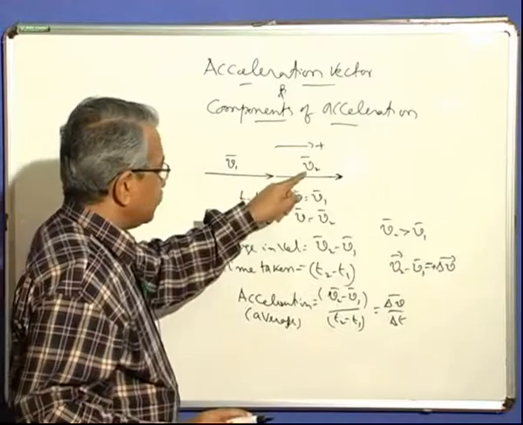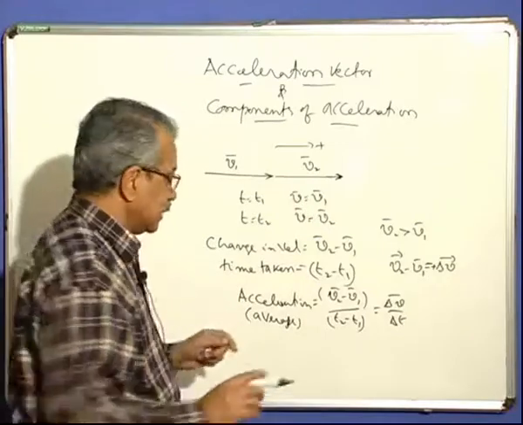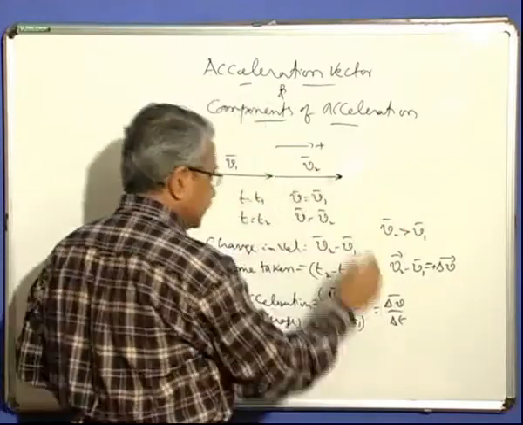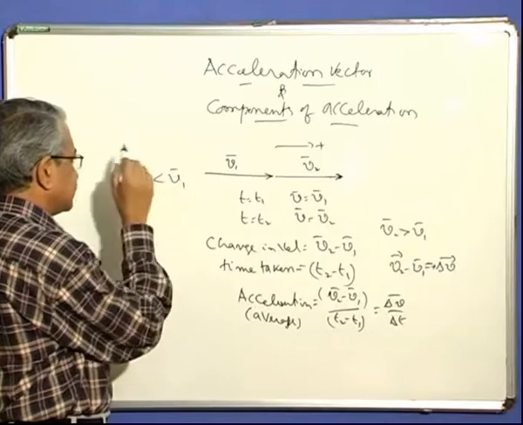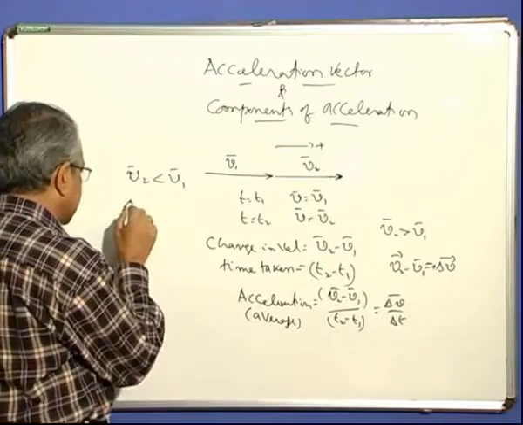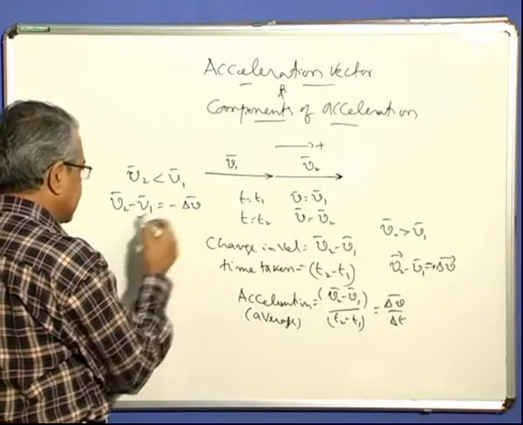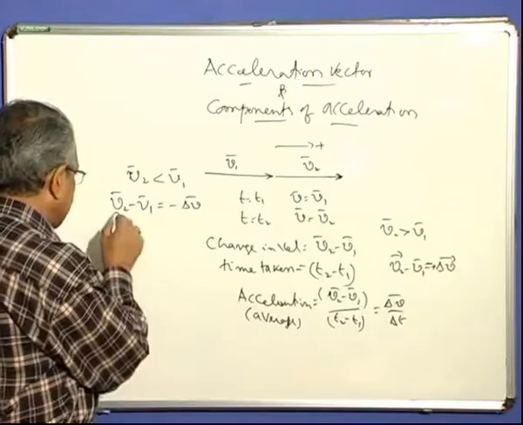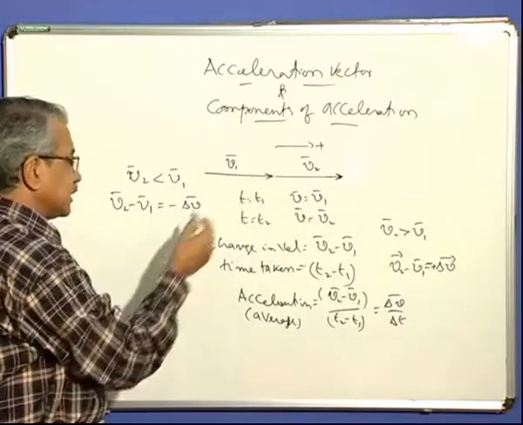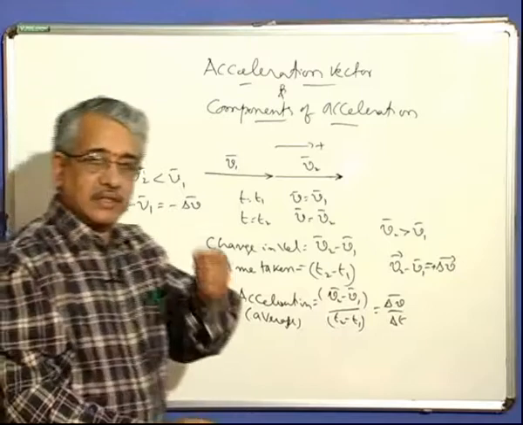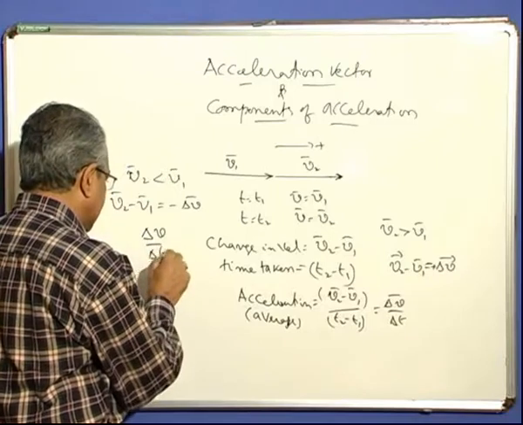Suppose the value of v2 in speed is less than v1. The body is moving along the straight line itself, but v2 on the other hand is less than v1. Then what happens? This change in velocity, which we have written as v2 minus v1, becomes negative. This is smaller, this is larger. Minus indicates the speed is decreasing there. Change with a minus sign creates a decrease in speed. So in this case, the acceleration is given as delta v by delta t with a minus sign.